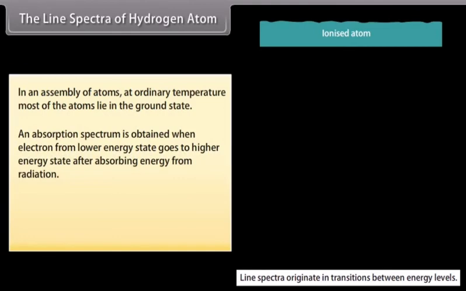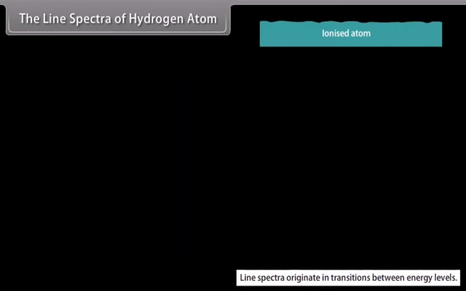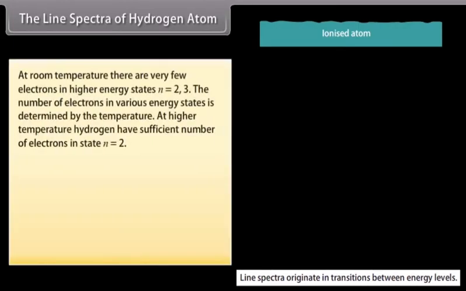An absorption spectrum is obtained when electron from lower energy state goes to higher energy state after absorbing energy from radiation. The frequency of absorbed radiation is given by h nu equals E high minus E low. At room temperature, there are very few electrons in higher energy states, n as 2 and 3. The number of electrons in various energy states is determined by the temperature.